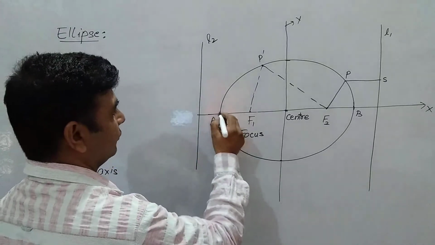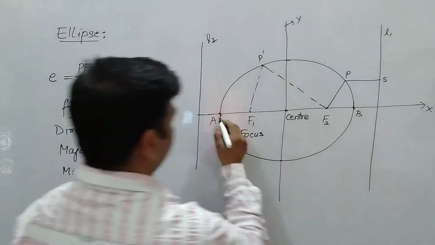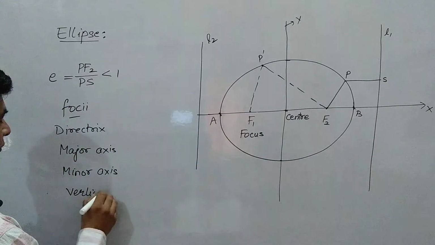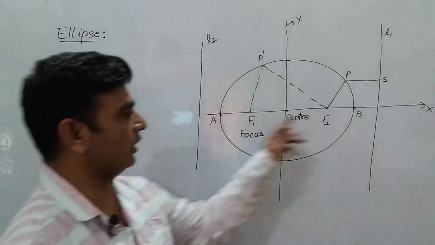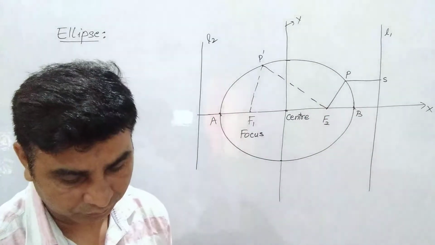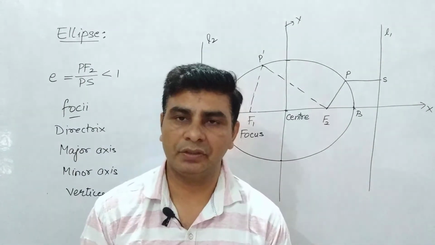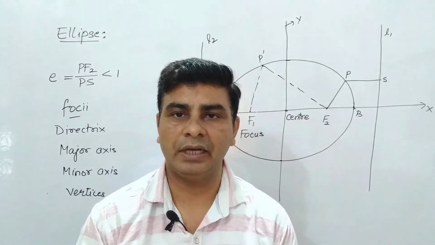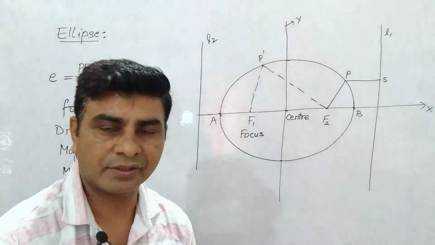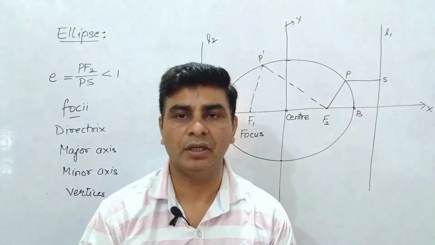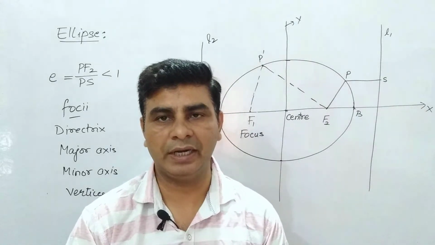These two points, A and B, are known as the vertices of the ellipse. These are the vertices of the ellipse. Now dear students, let me discuss the equations and the length of the minor axis, length of major axis, equation of directrix, foci, and also the length of latus rectum.